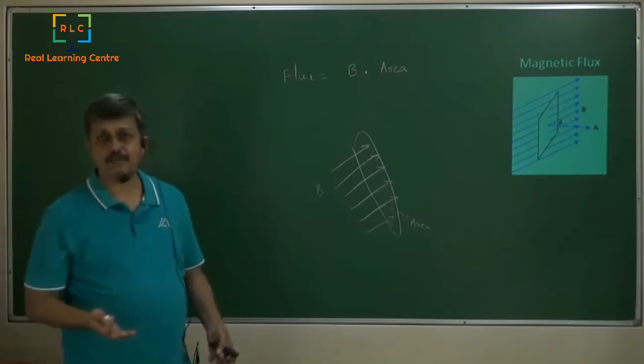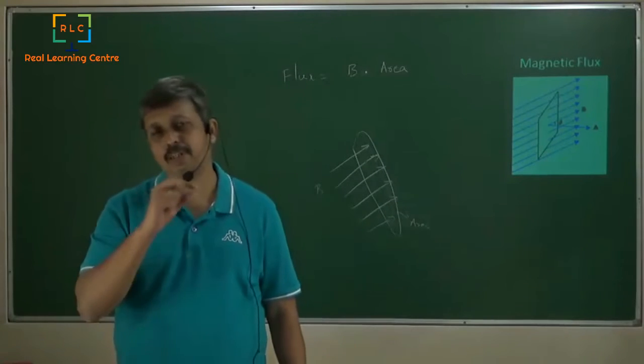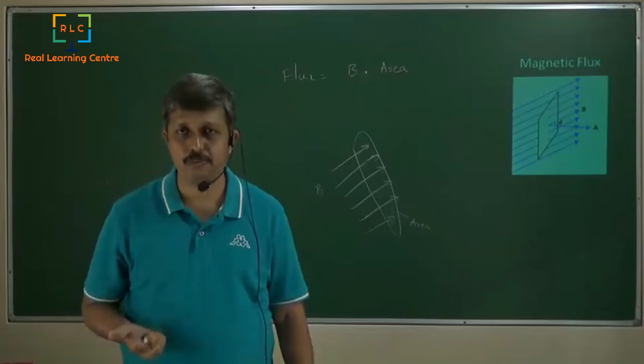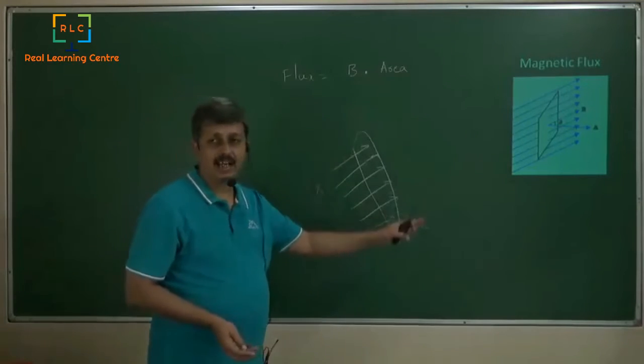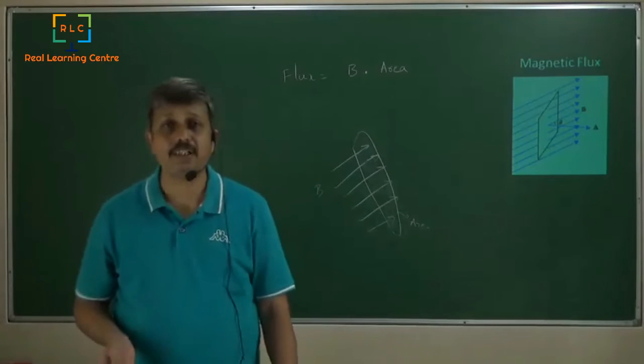If you find out how much flux is passing through this, it's like water going in a pipe. If you know how much water is flowing per minute or something, you can find out for the whole area how much is going. Just multiply with the area. So this is also multiplying with the area, and the flux can be calculated. However, you have to understand one important thing.